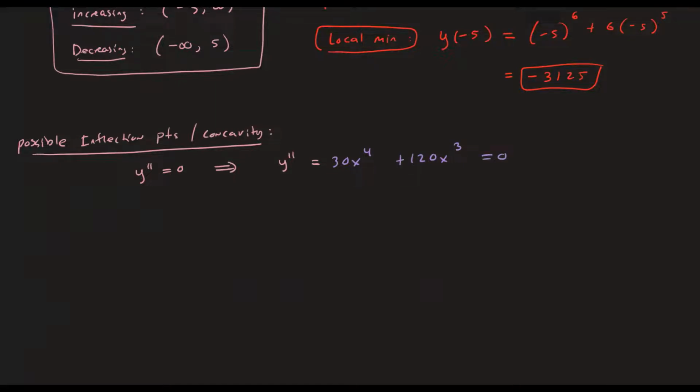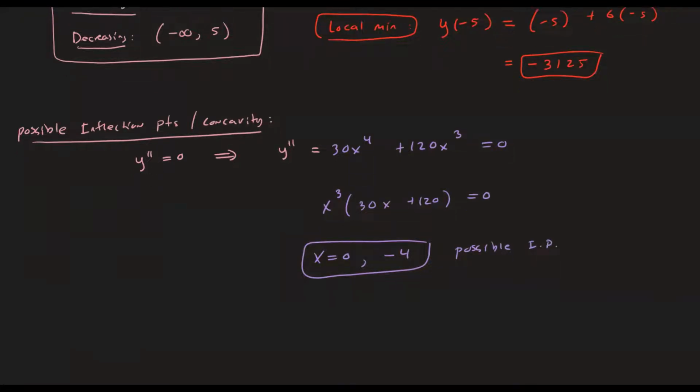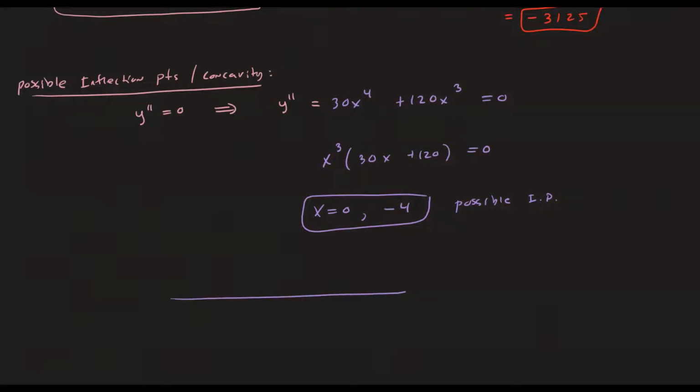So again, I want to factor out the common factor. Let's just factor out x cubed. Then you have 30x plus 120 equals 0. So x cubed equals 0 means x equals 0, and 30x plus 120 equals 0 means x equals -4. So these are the possible inflection points, let's call them IP. We need to test the second derivative to determine if they are inflection points or not by simply looking at change in concavity.